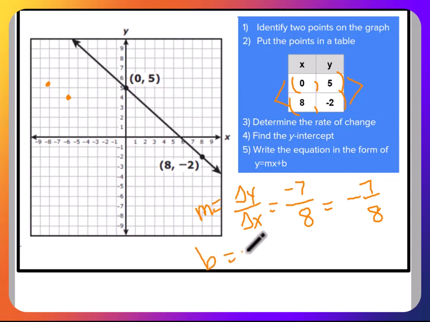Now let's find our b. Let's find what y equals when x is 0. You could look at the table, because it actually tells you that when x is 0, y is 5. That's one way of looking at it. Or you could look at the graph. Where does the line hit the y? It crosses the y at 5. Then write your equation. y equals the rate of change, negative 7/8, times x, and then our y-intercept is a positive 5. y equals negative 7/8 x plus 5. That would be your equation.